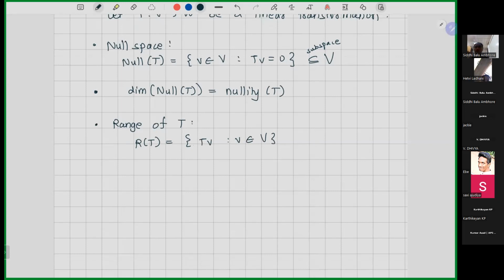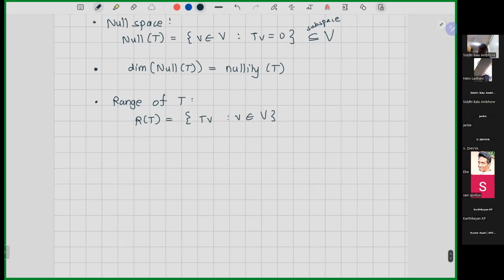Just recall, dimension means the number of basis vectors. Yes, definitely, dimension means the number of basis vectors. So the null space is a vector subspace of V. So we have to find the number of basis vectors, and that is the dimension. And T(v) is contained in W, and it is in fact a subspace of W.